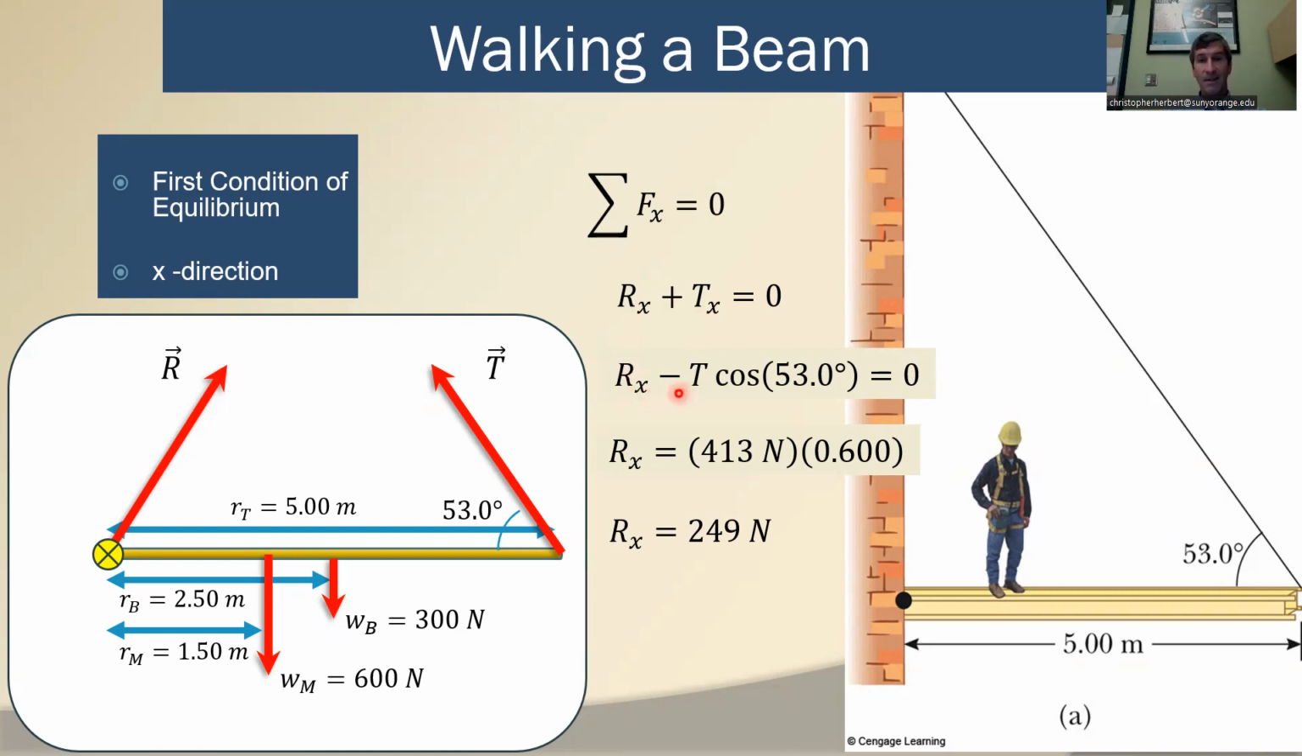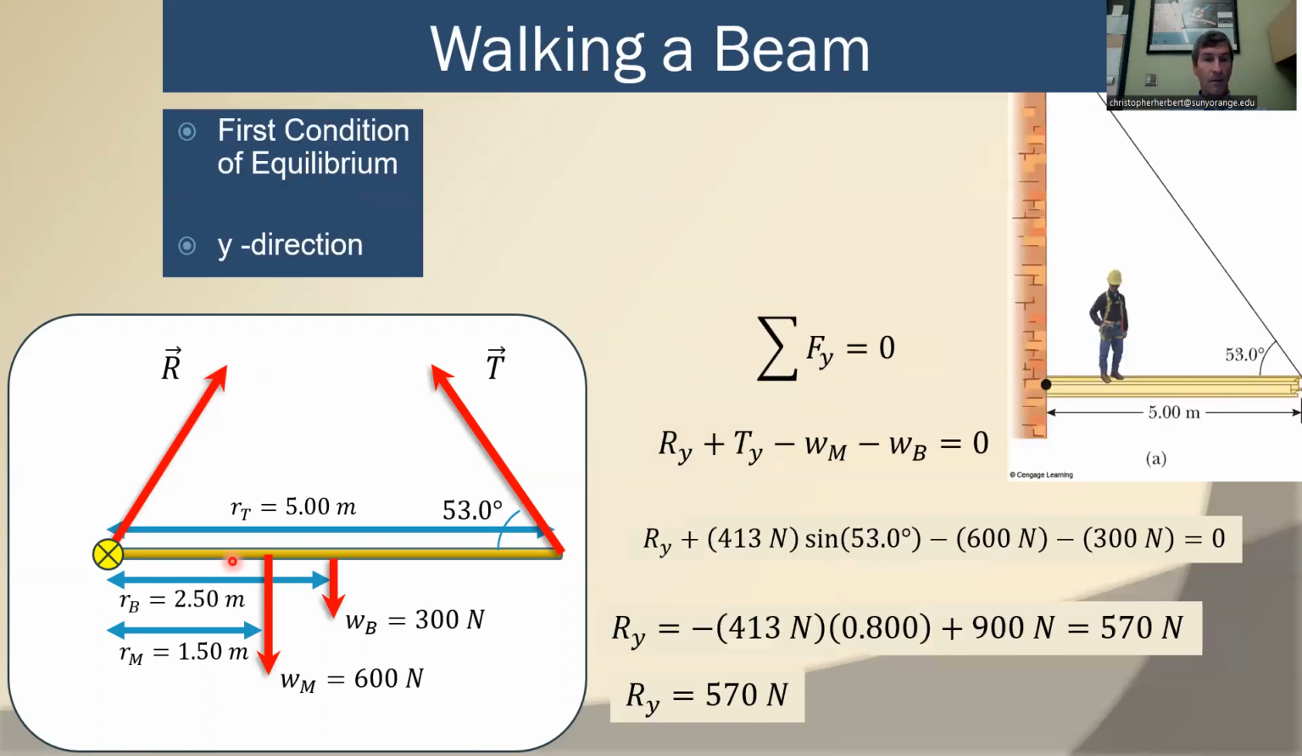The X component of the tension, if I look at this, is pulling in the negative X direction, so it's going to be negative T cosine 53 degrees. So 413 newtons from my second condition of equilibrium times 0.6, which is the cosine of 53 degrees. And that gives me an Rx of 249 newtons. So I have the X component of the reaction force here.